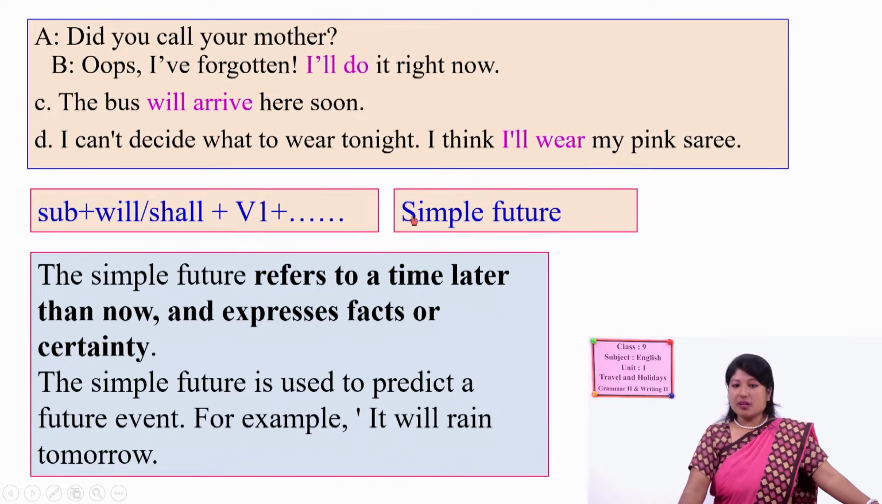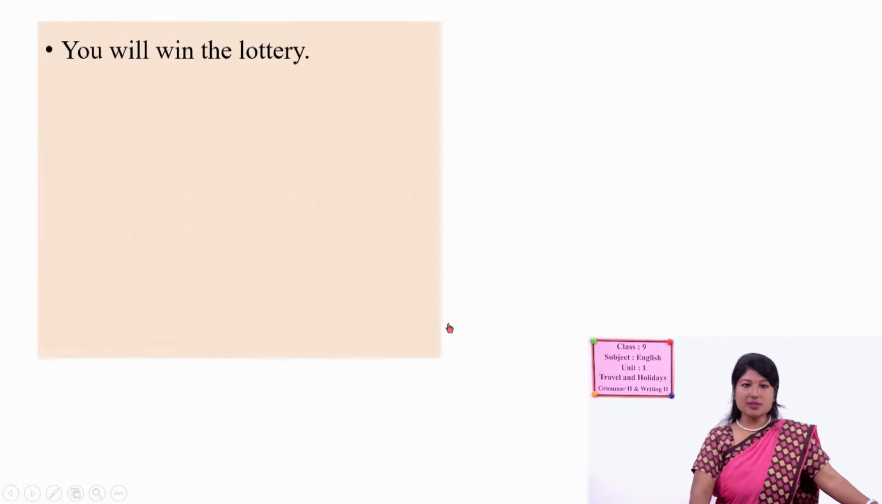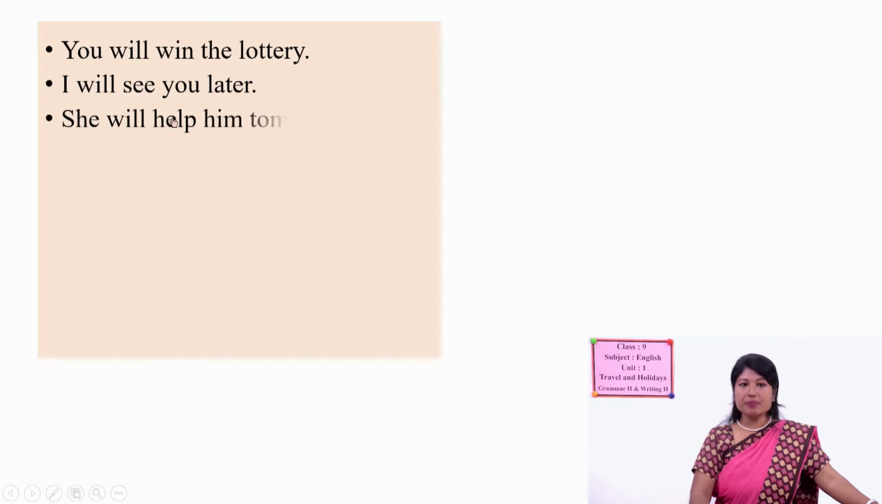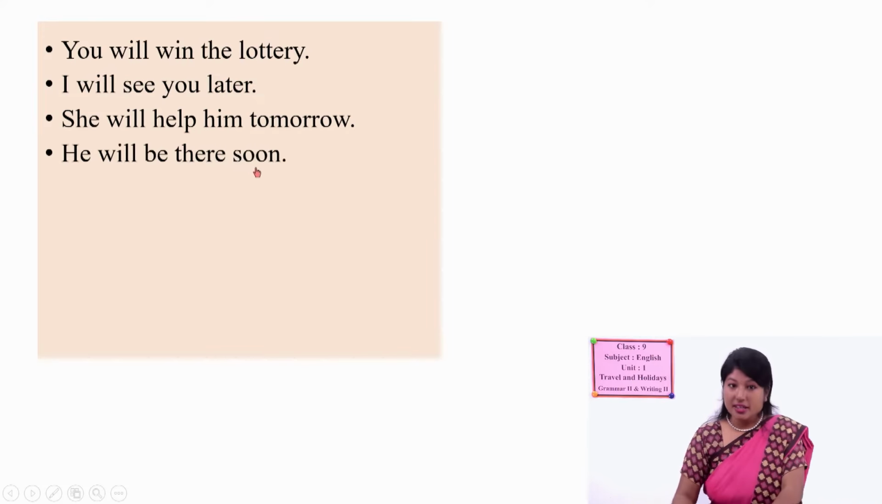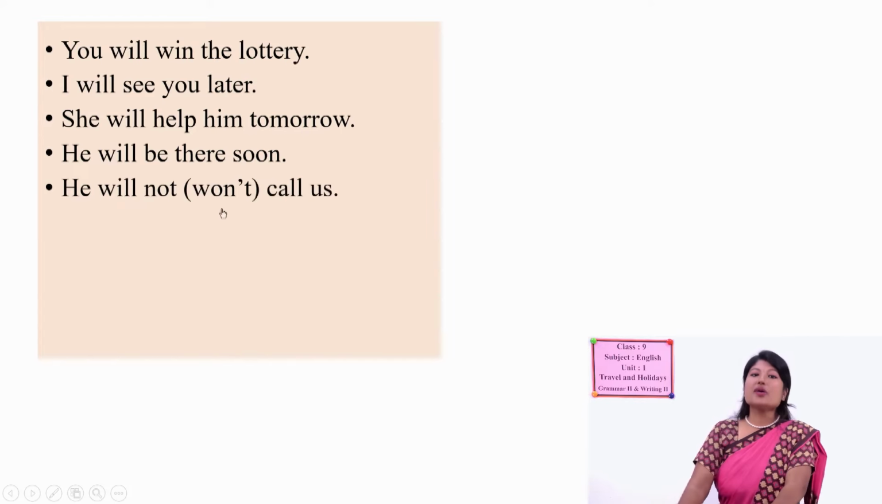Subject, will, shall, verb 1 is simple future. As you can see, I will do, will arrive, I will wear. Let me give you some more examples. You will win the lottery. I'll see you later. She will help him tomorrow. He will be there soon. He will not, won't call us.